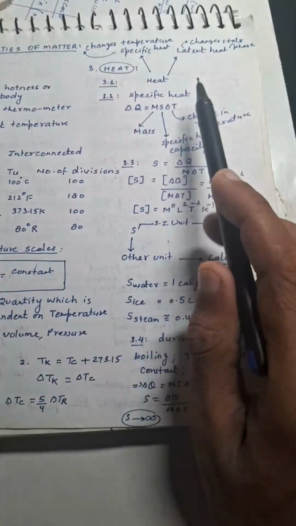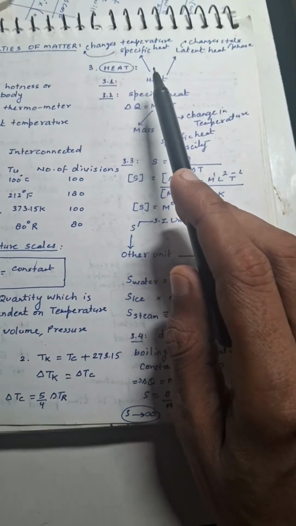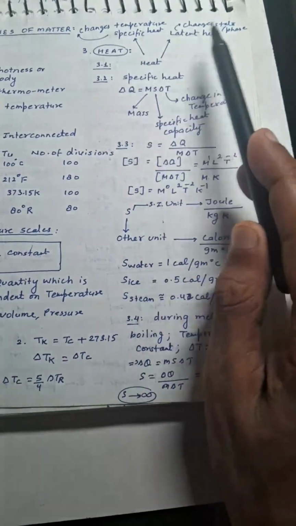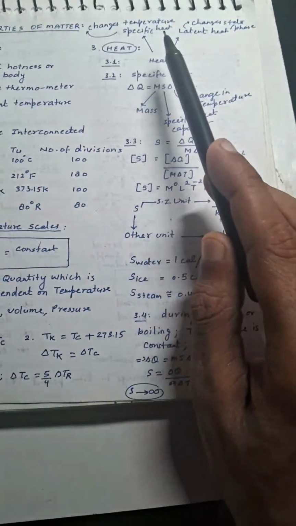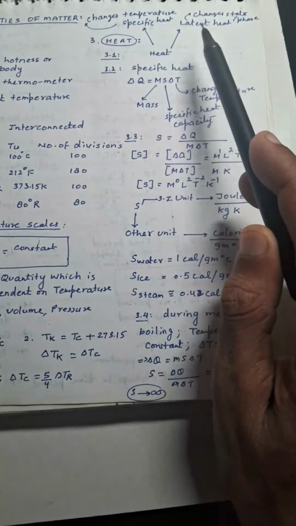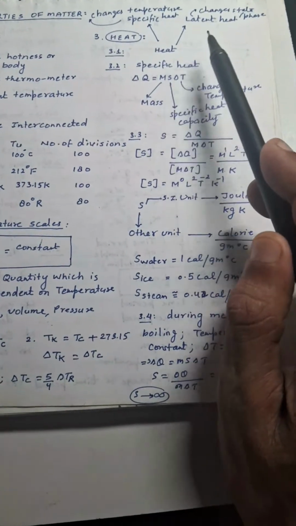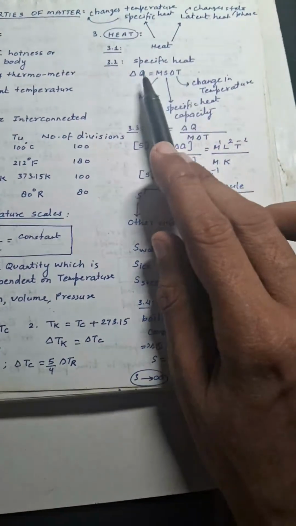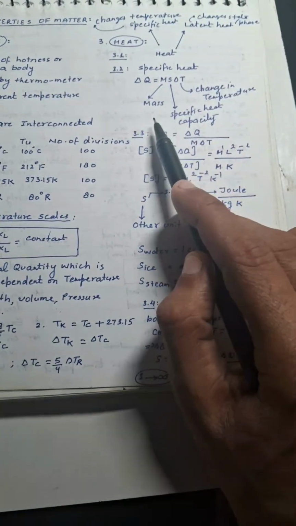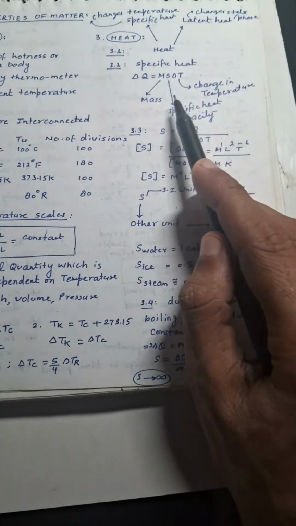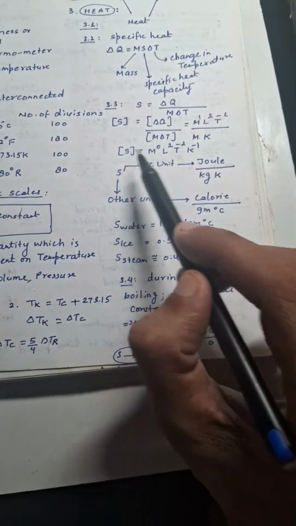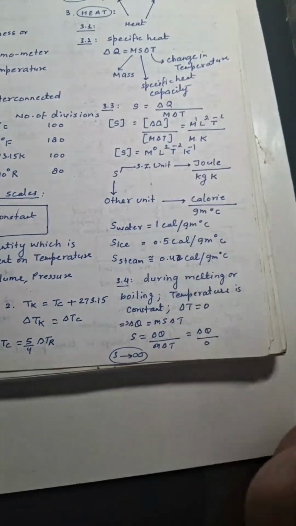Now there occurs a concept of heat. Heat can be categorized into two forms, either the specific heat or the latent heat. Specific heat deals with heat needed to change the temperature. Latent heat corresponds to heat needed to change the state or the phase. Specific heat is given by delta Q is equal to m s delta T. M is the mass of the body, S is called specific heat capacity, and delta T is the change in temperature. From here we can analyze the dimensions of S as M0 L2 T minus 2 Kelvin minus 1.